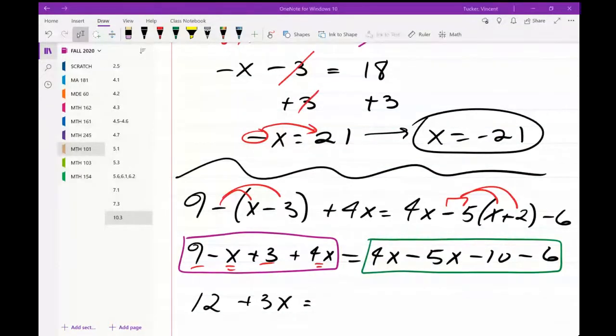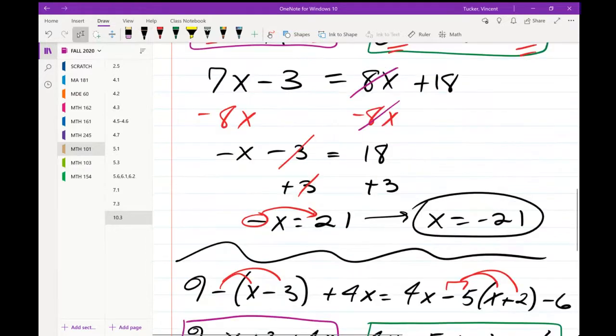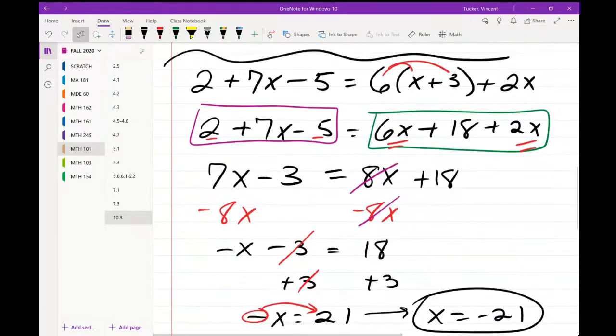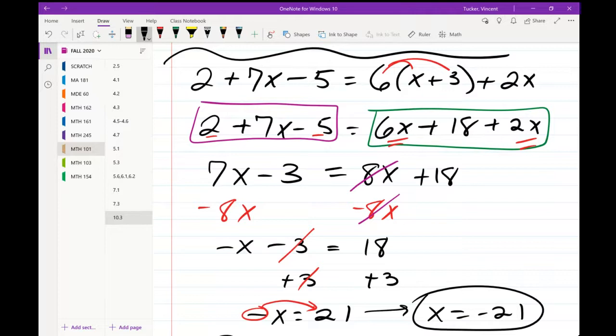So I don't know how far I need to go back. Well, this was the second to last problem. Here all we did was distribute 6 into the parentheses first. That gave us 6x plus 18 plus 2x. Then we combined our like terms on each side. So 2 plus the negative 5 gave me a negative 3. So that's 7x minus 3 right here. And then 2x plus 6x gave me the 8x plus 18.